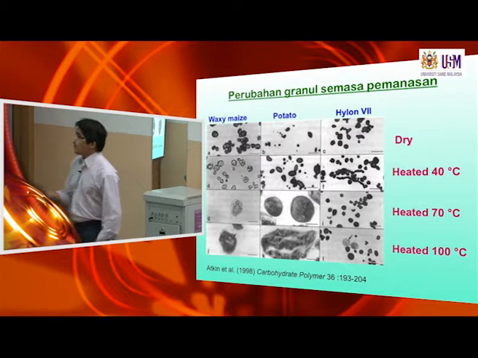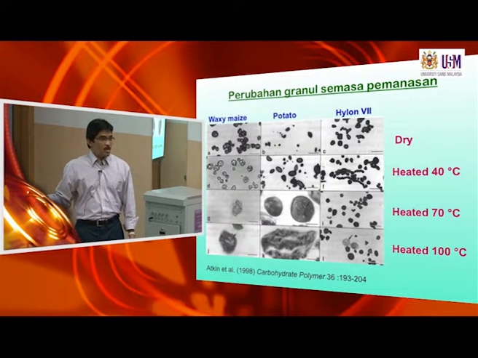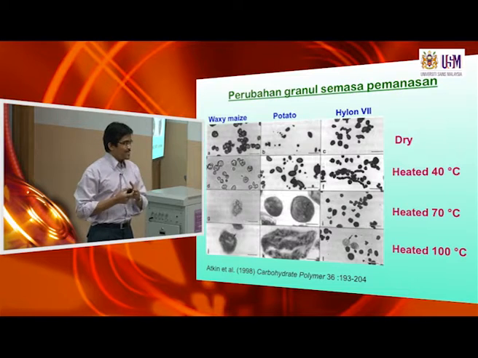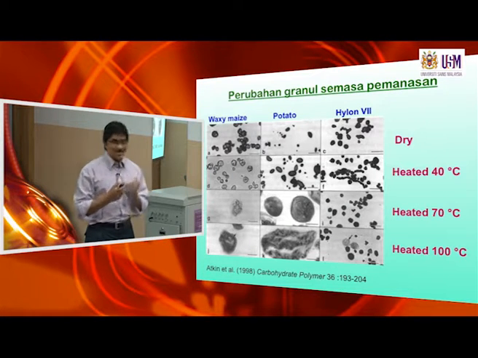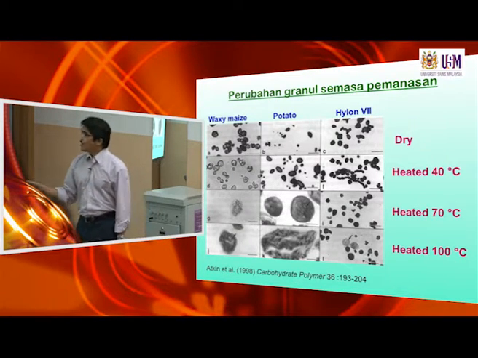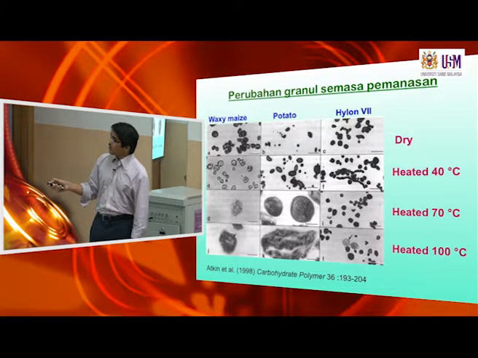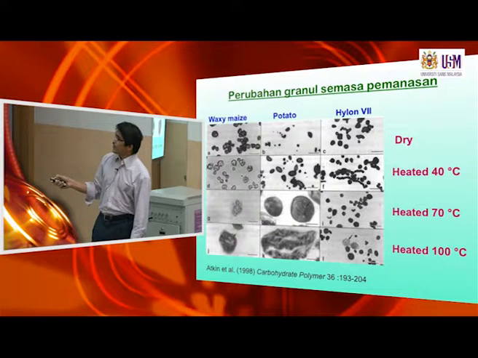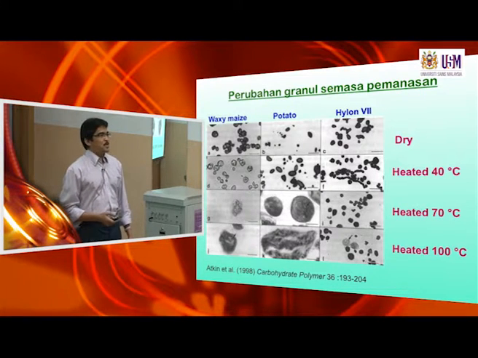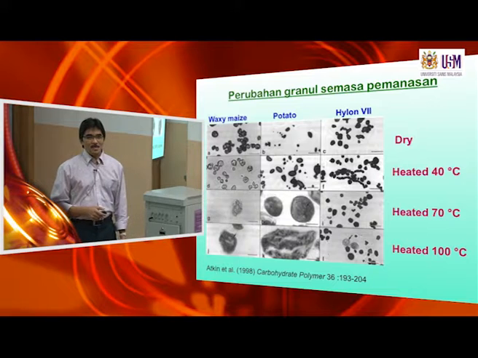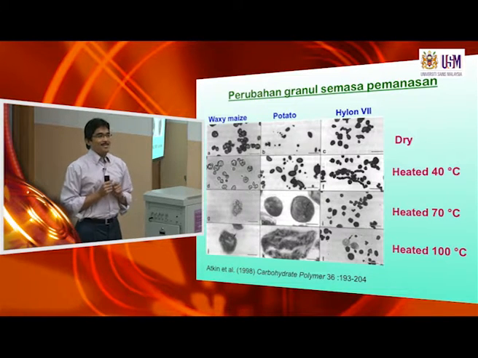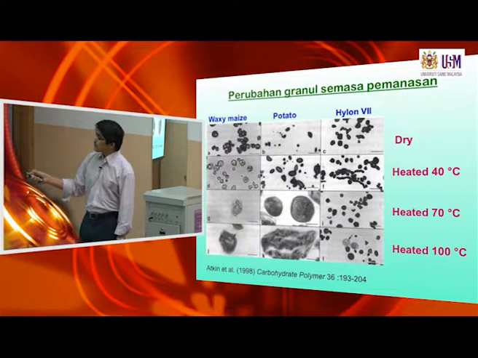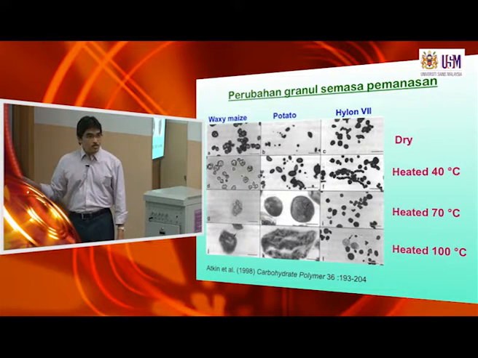But you can see for waxy maize containing high amount of amylopectin, already then start to swell a bit. But normal starch, potato, compare, maybe a little bit. Hylon, you don't see much difference. Meaning that it's still like the initial size. So this is high amylose.